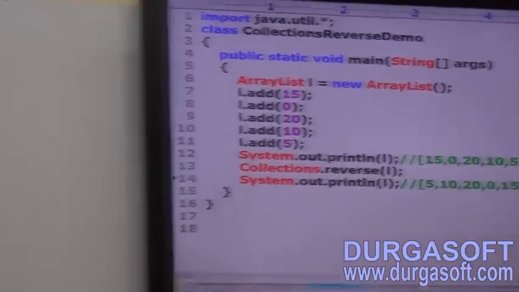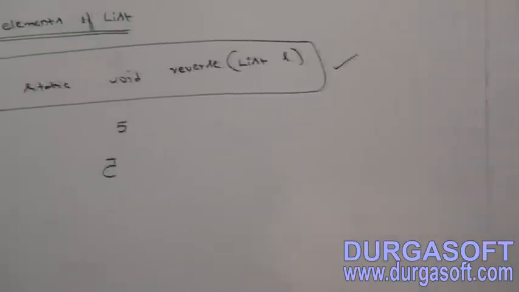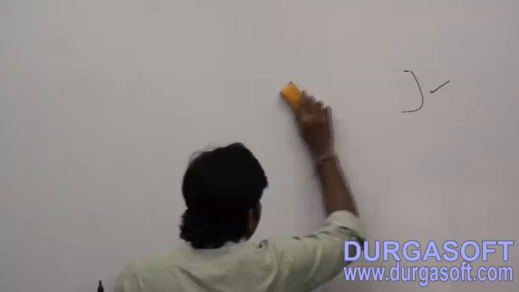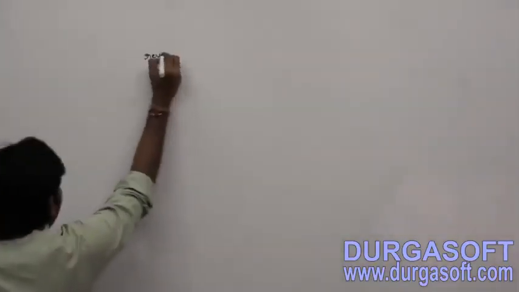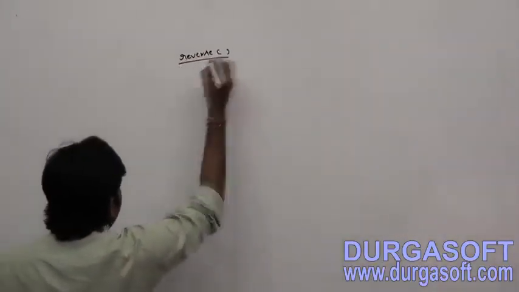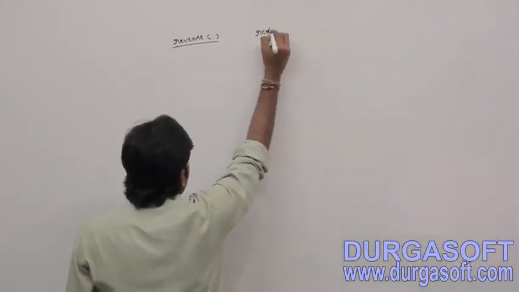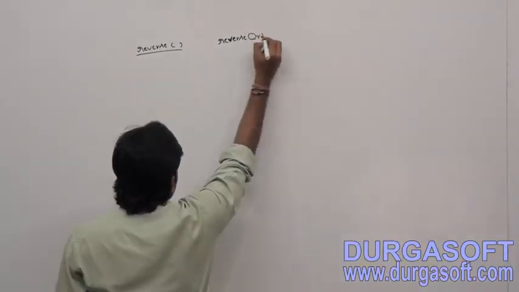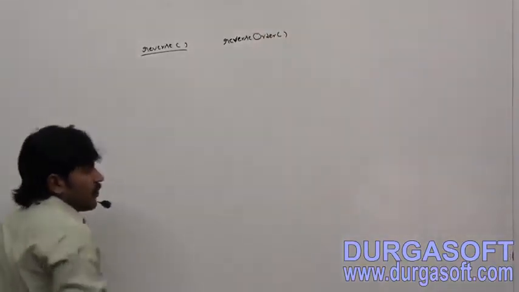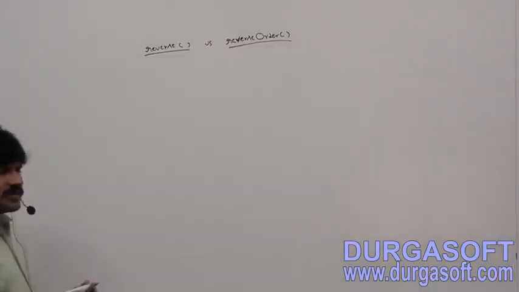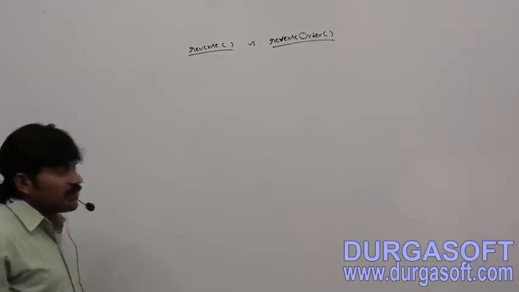Next one. Here just observe. It is one area where most of the people are getting confused. We have the reverse method, just now we covered it with an example also. And we have the reverseOrder method also. Both methods are there. Sir, what is the difference between the reverse method and the reverseOrder method?